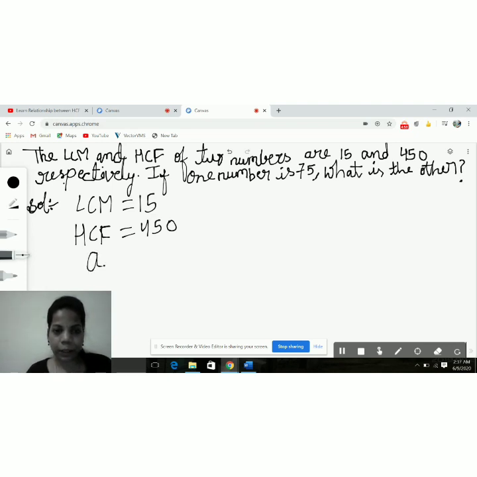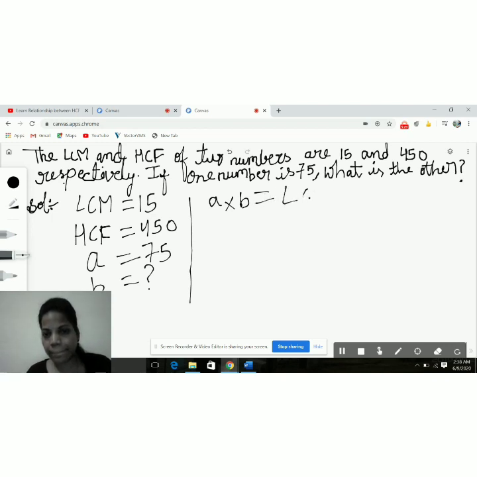So let A is equal to 75, and we should find the value of B. B is equal to how much? So we have the formula. What is the formula? Product of two numbers is equal to LCM into HCF. That means A into B is equal to LCM into HCF.